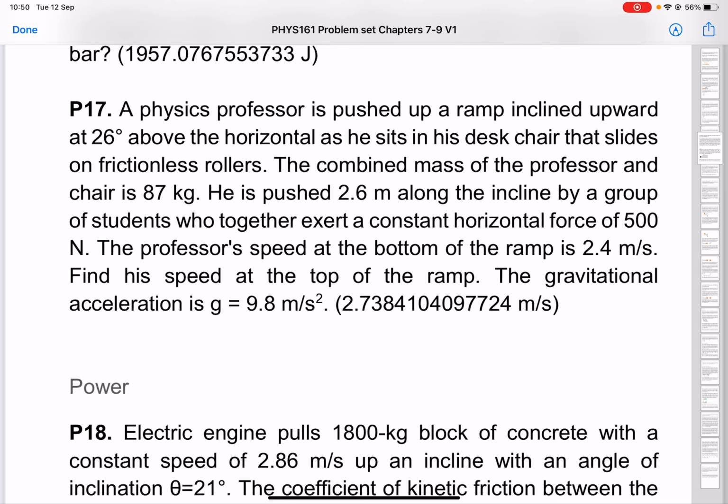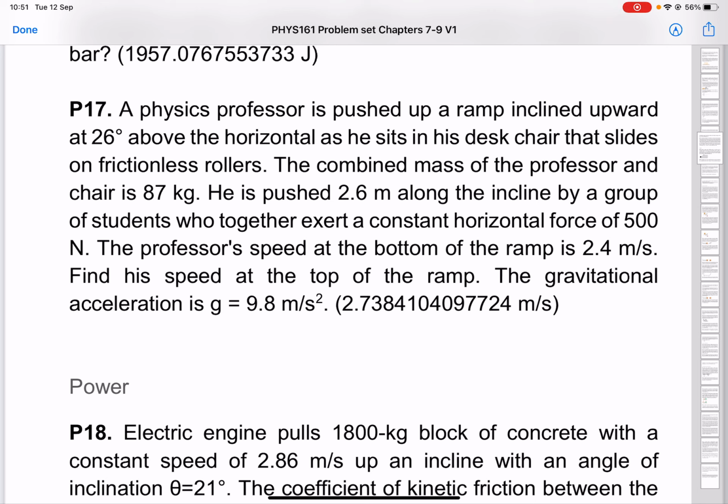When you're reading the question, it's very important that you read it carefully, because if you don't understand the given task properly, then you may do it in a different way and get a wrong answer. So it says he is pushed horizontally, with a horizontal force of 500 Newton. It doesn't say parallel to the ramp or something like that. It just says horizontal force.